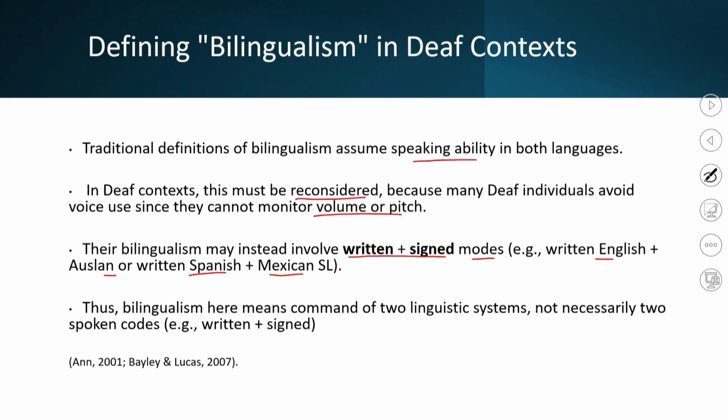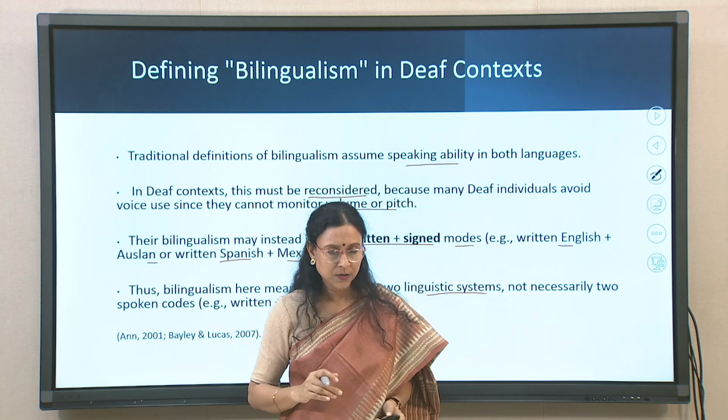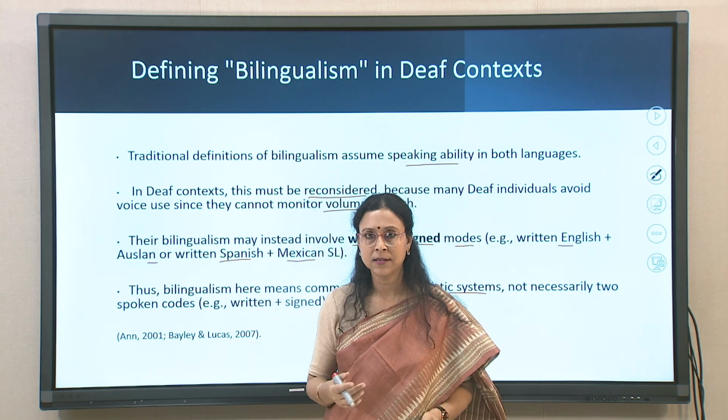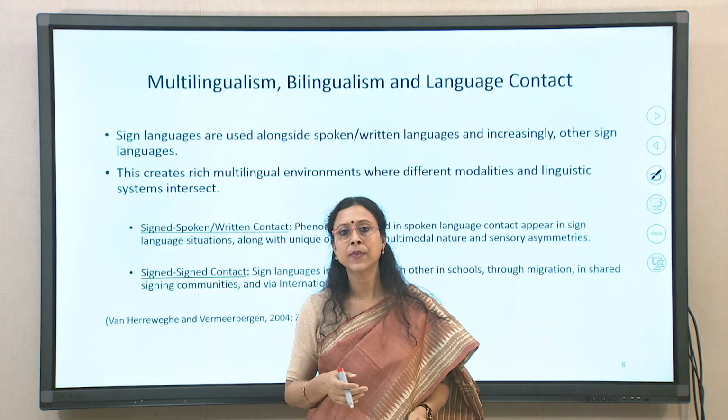So, basically depending on the sign language that they speak, and simultaneously they might use the written variety of the other spoken language. So, written English rather than spoken English, and written Spanish rather than spoken Spanish. Thus, bilingualism here means command of two linguistic systems and not necessarily two spoken codes. That is a crucial difference between bilingualism of the spoken languages versus the bilingualism in the deaf context. So, they might use two different modalities rather than speaking two different codes. Two different codes, yes, two different linguistic systems, but not two spoken codes.